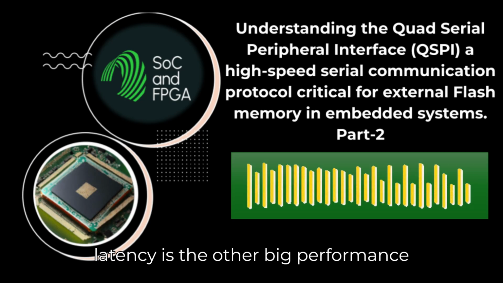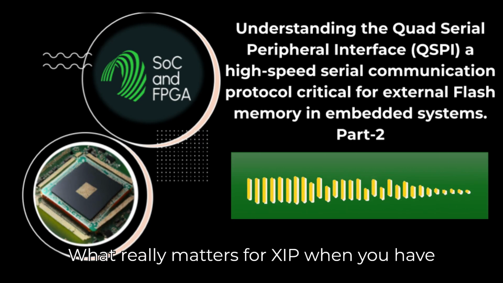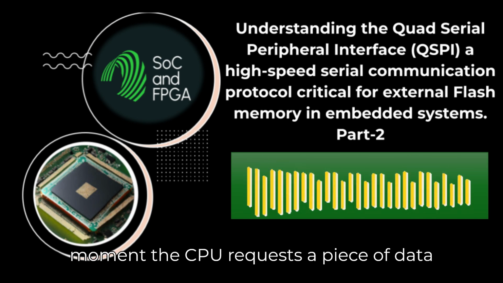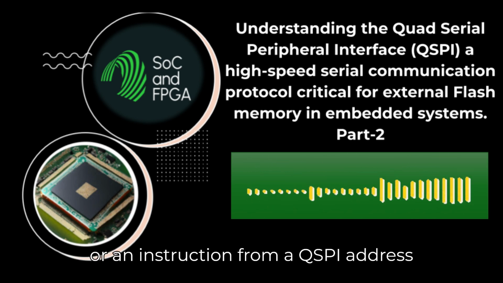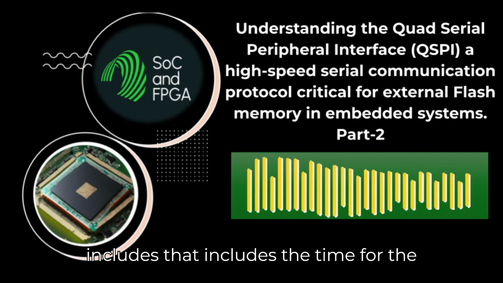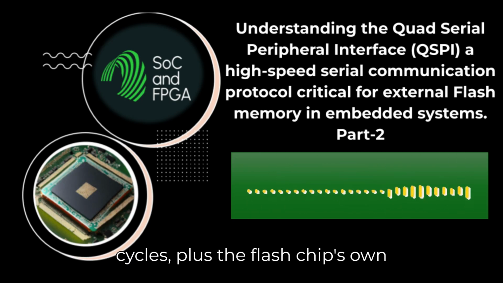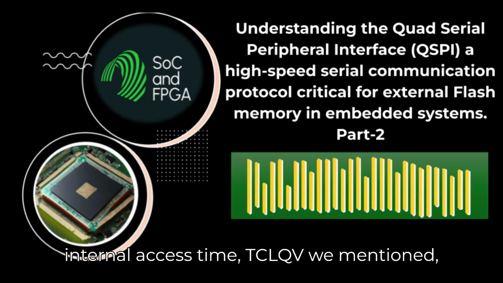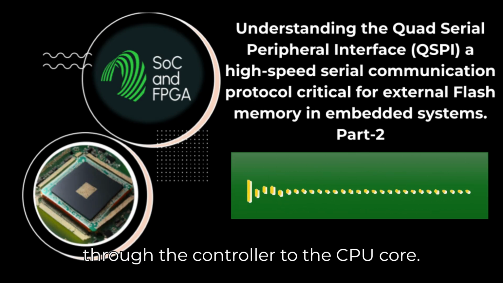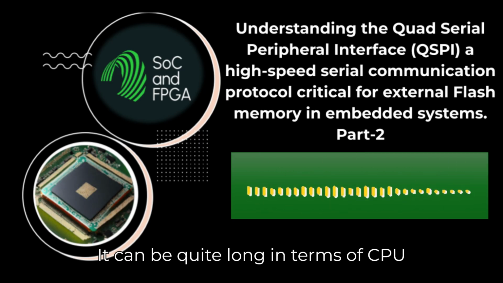Okay, and latency is the other big performance factor, especially critical for XIP performance, right? Absolutely critical. What really matters for XIP when you have a cache miss is the initial read access latency. That's the total time from the moment the CPU requests a piece of data or an instruction from a QSPI address until the first byte of that data actually arrives back at the CPU. And that includes the time for the QSPI controller to send the command, send the address, wait for all the dummy cycles, plus the flash chip's own internal access time, tCLQV we mentioned, and any delays getting the data back through the controller to the CPU core. So that initial hit can be significant. It can be quite long in terms of CPU clock cycles.